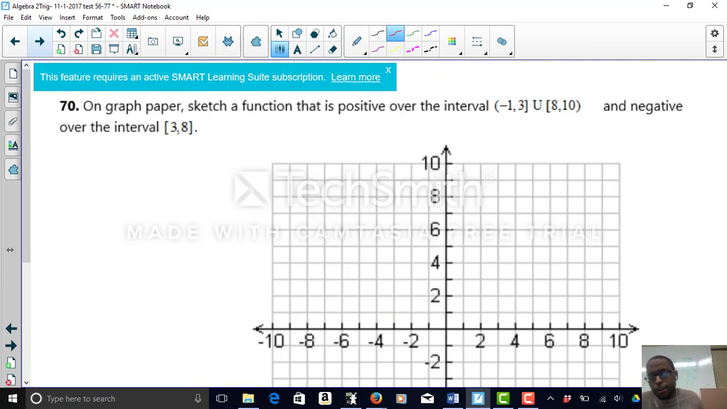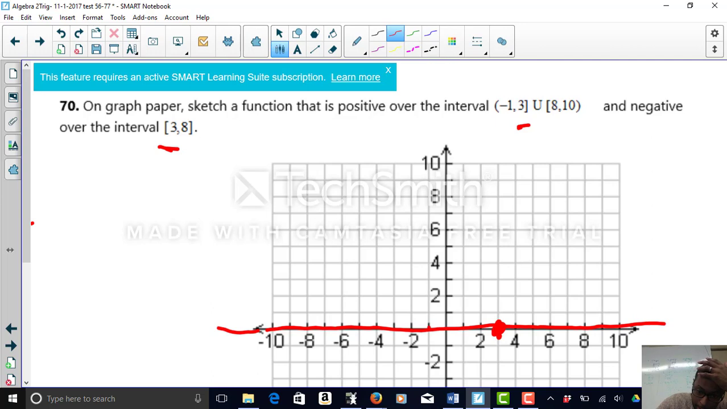On graph paper, sketch the function that is positive over the intervals negative 1, 3, and 8, 10. So, positive. What does positive mean? Positive means over the x-axis again. So anything positive, okay? So if 3 is here, right? I know that's my turning point. So I know that it's going to go down at 3 and it stops here. So I'm going to start at negative 1.